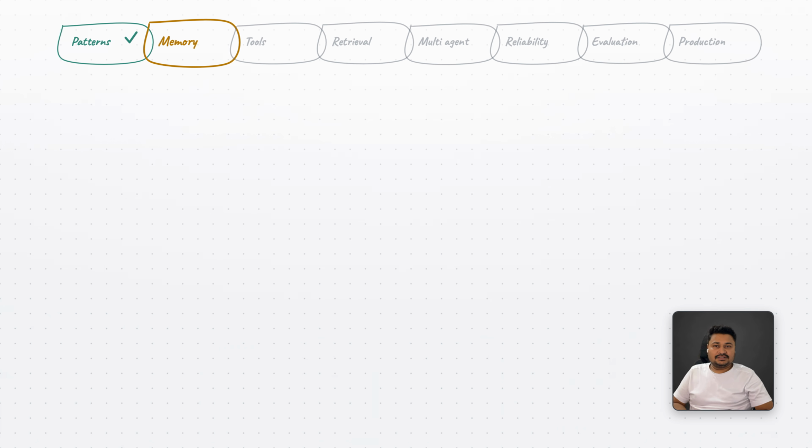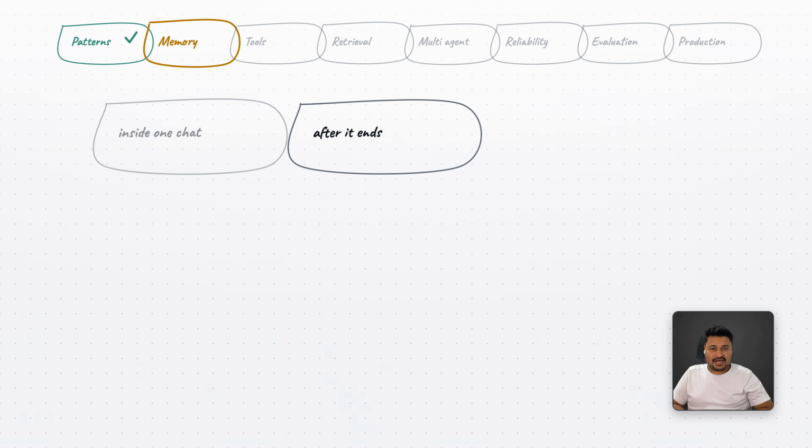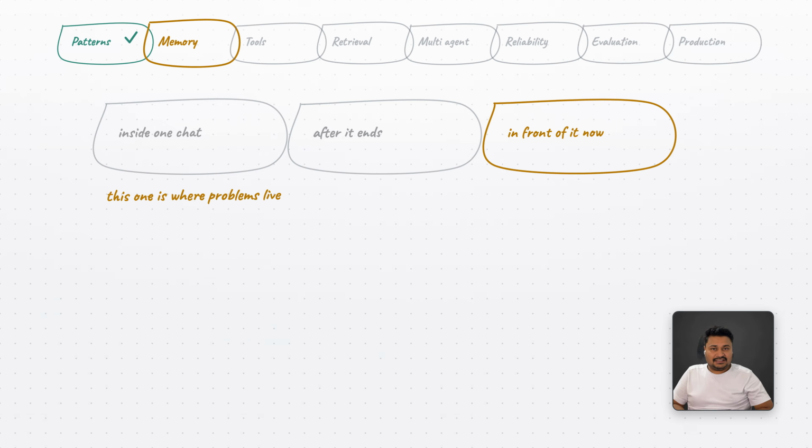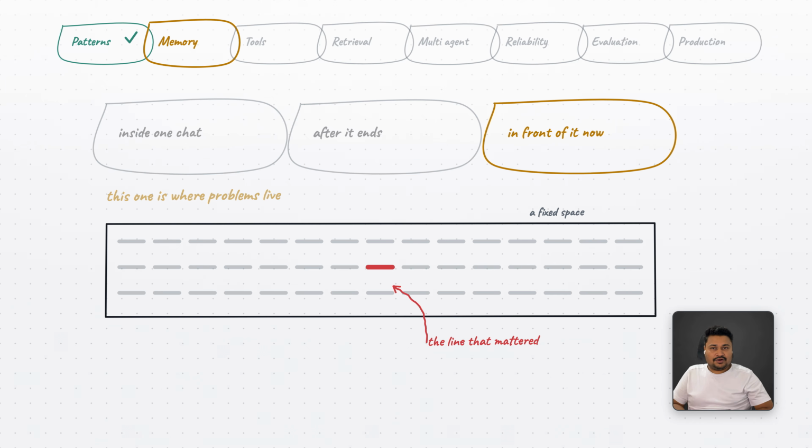That's part one. Part two, memory. Three different things get called memory, and that's what confuses people. What it remembers inside one chat, what it remembers after that chat, and what you put in front of it right now. That last one is where most problems live. A model can only hold so much text, and junk in there blurs the line that mattered.